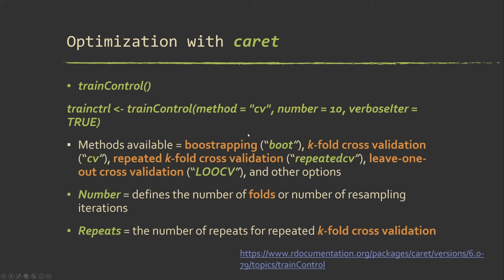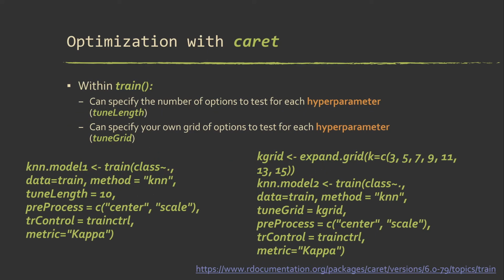These are the different methods available. Bootstrapping is boot, cross-validation is CV, repeated is repeatedcv, and LOOCV is leave-one-out cross-validation. The number argument is the number of folds, so 5 would be 5-fold, 10 would be 10-fold. And then if you have repeats, the repeats option is the number of repeats. So 5 would be 5 repeats, right? So you create this trainControl object, and then when you actually train the model, you just call that, right?